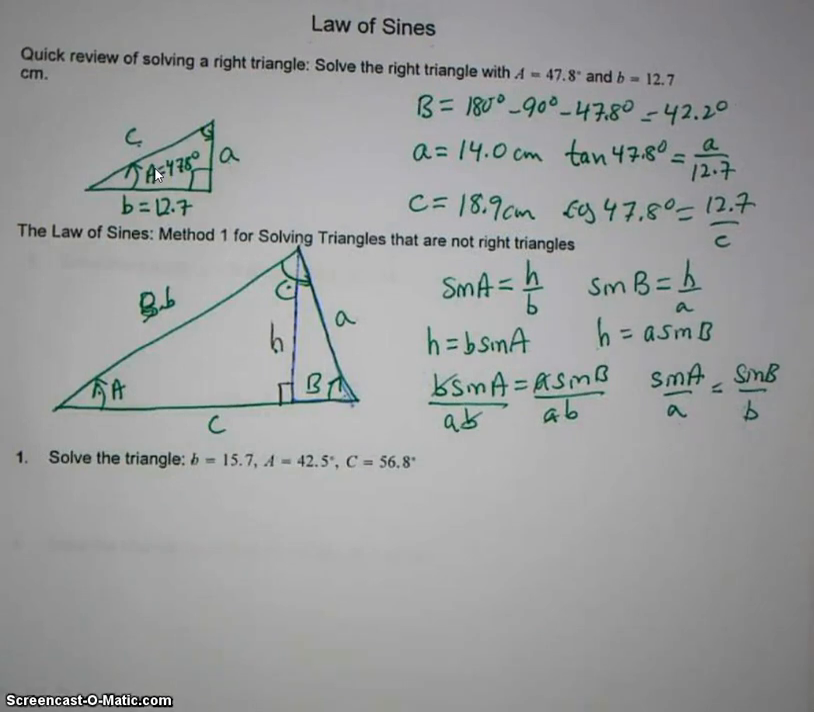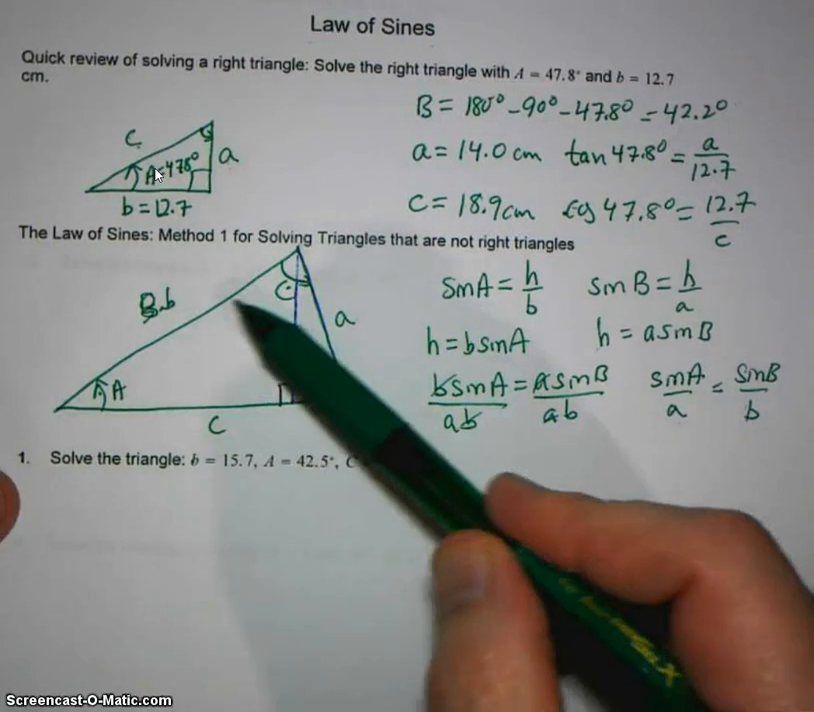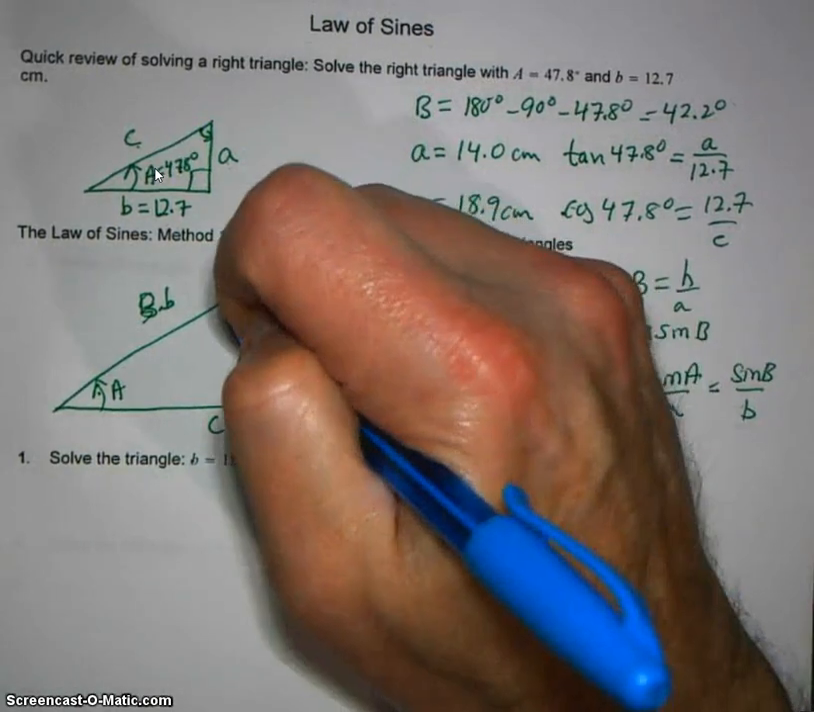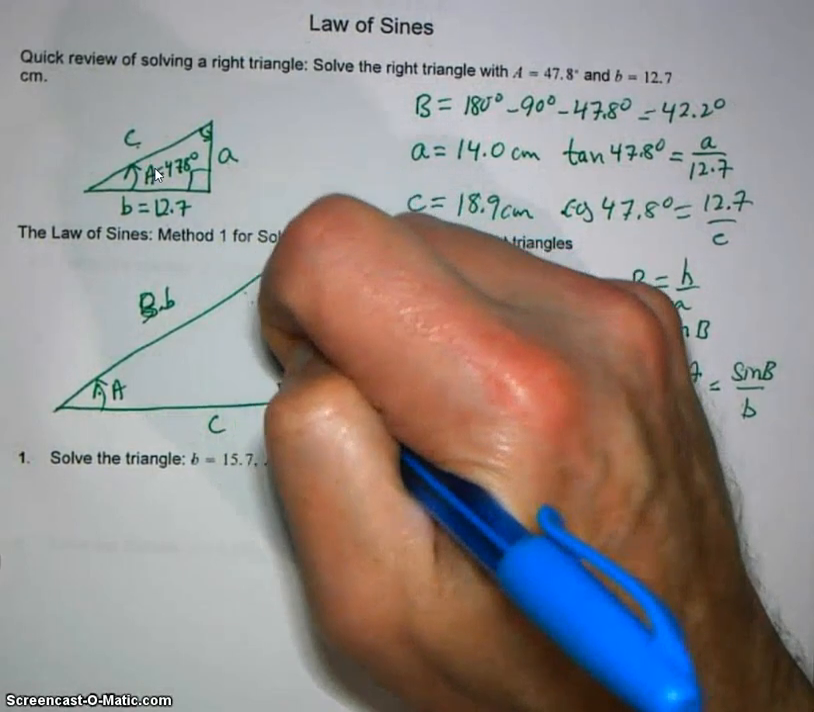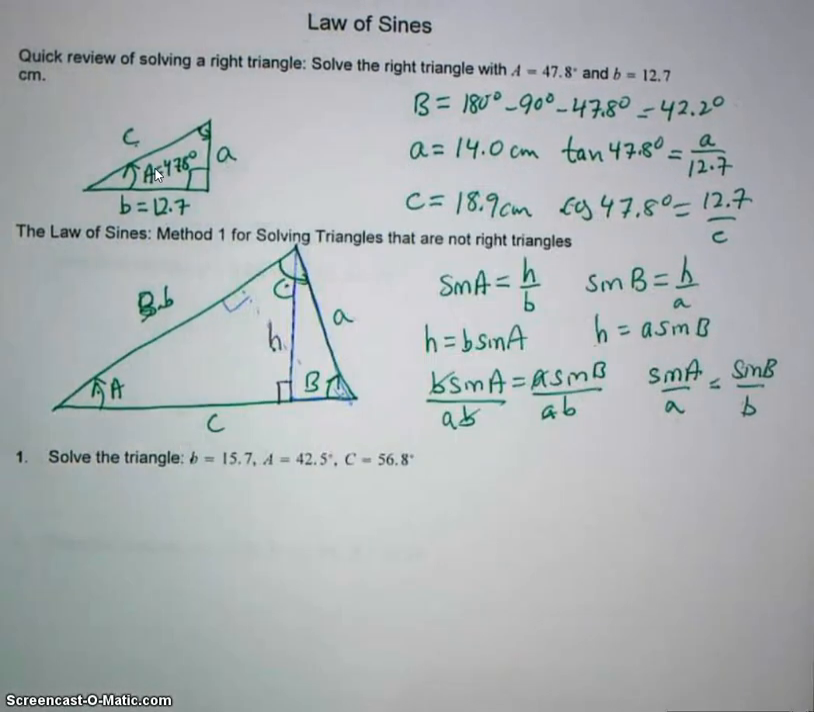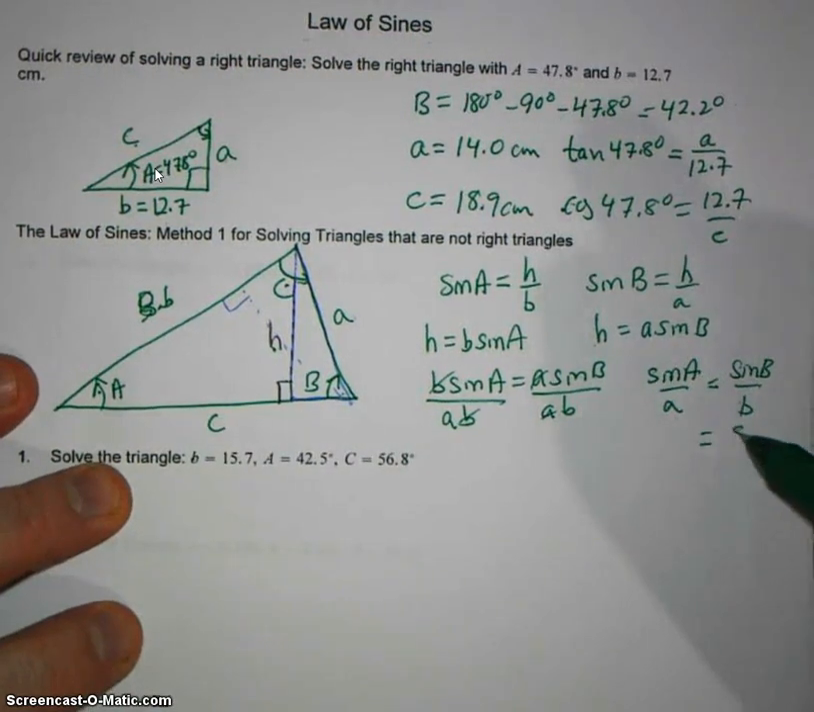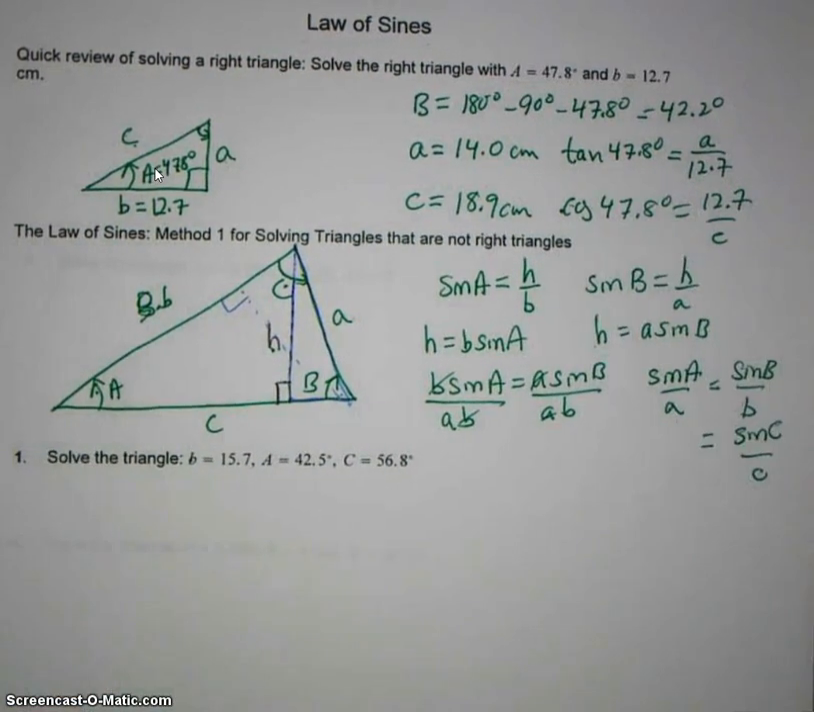And furthermore, I could draw the height this way. I could have drawn it this way. Make a perpendicular up here and come down this way. And I could have gotten similar ratios, and I could show that this is also equal to sine C over c.